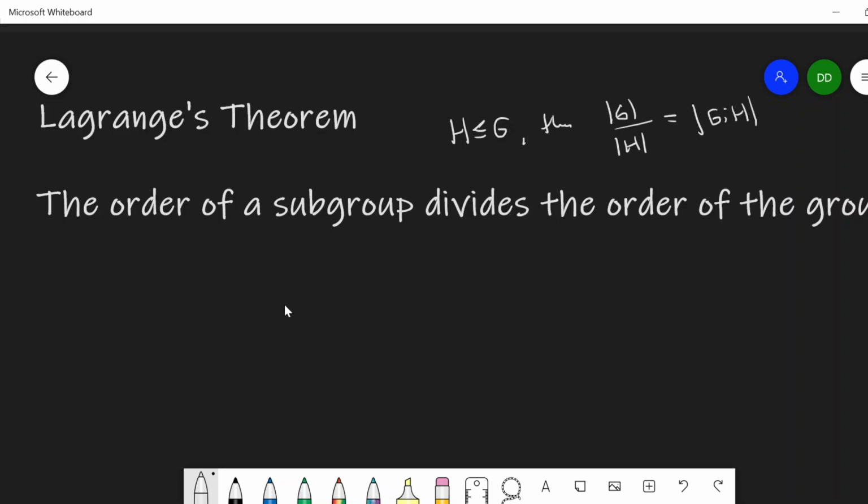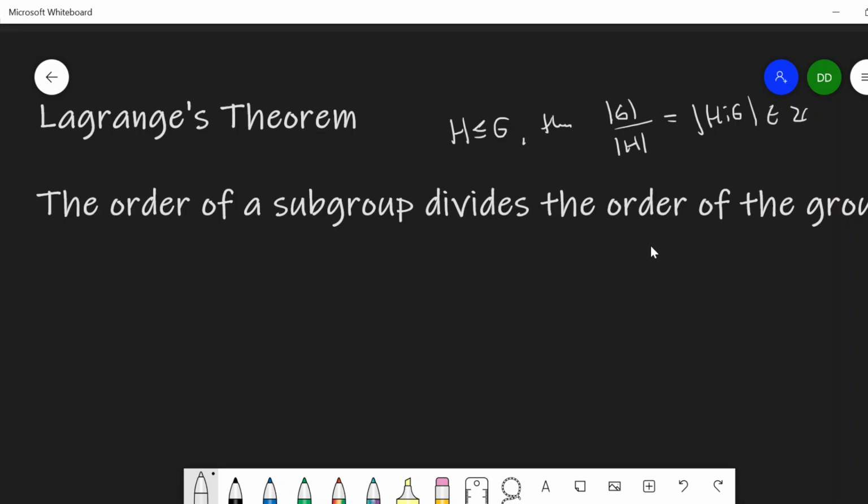Oh, did I write that backwards? I hope I didn't write that backwards. It's the index of H in G. I think I did. I think this should be G over H. Yeah, the index of H in G. It's the number of left cosets. We don't have to worry too much about this. The point is just what I've written here, that the order of the subgroup divides the order of the group, that this gives us an integer.